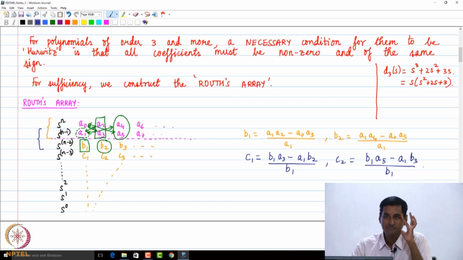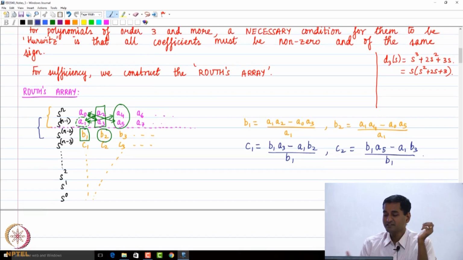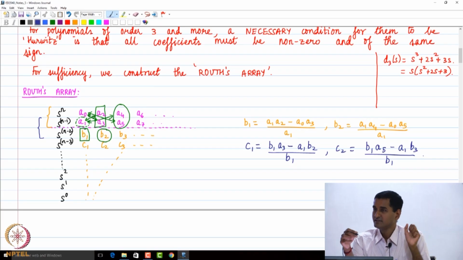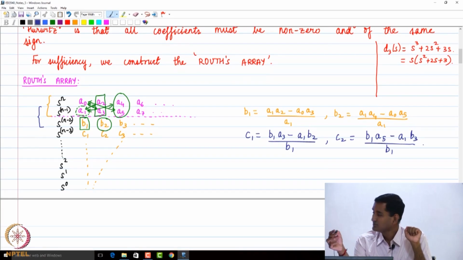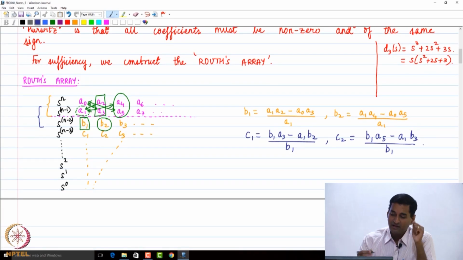This process continues until you finish constructing the Routh array. That's what we are going to do. Now once we finish this process, we look at the first column of the Routh array.